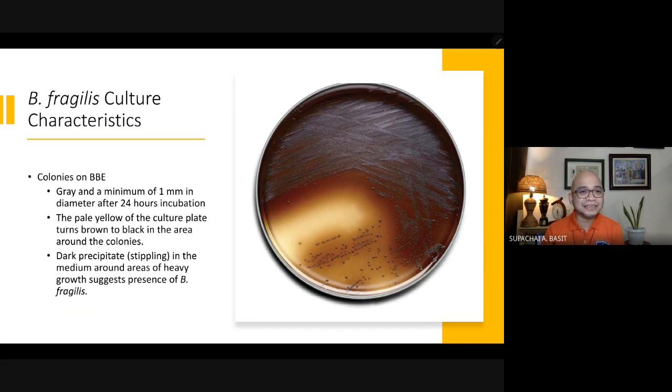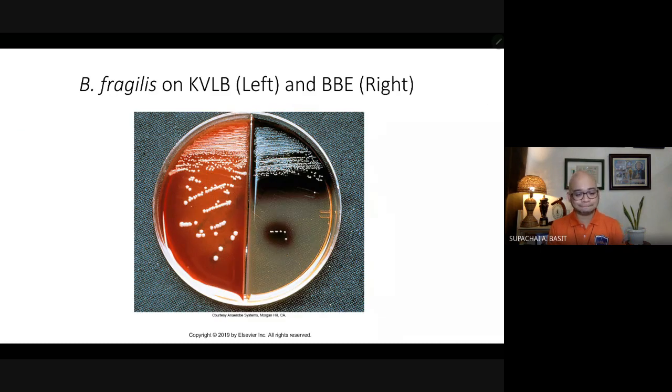So Bacteroides fragilis culture, this is how they appear on BBE. So they are gray and a minimum of 1 millimeter in diameter after 24 hours of incubation. Pale yellow of the culture plate turns brown to black in the area around the colony. So originally, they are pale yellow, but eventually, it will turn brown to black. So there is a dark precipitate or stippling in the medium around the heavy growth, and that actually suggests the presence of Bacteroides fragilis. Okay, so this one is the KBLB, and this is the BBE agar.